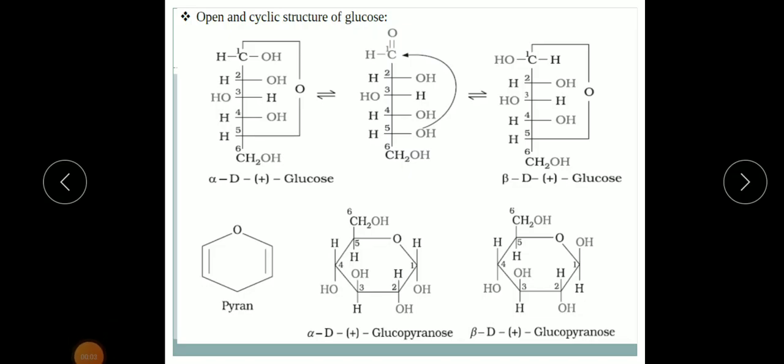In our last class, we established the structure of glucose through different chemical reactions and observations. Now today we are going to see the open and cyclic structure of glucose. So we'll try to draw the cyclic structure of glucose. That means, in cyclic form, how can we write it? So first, we have drawn the D form of glucose.